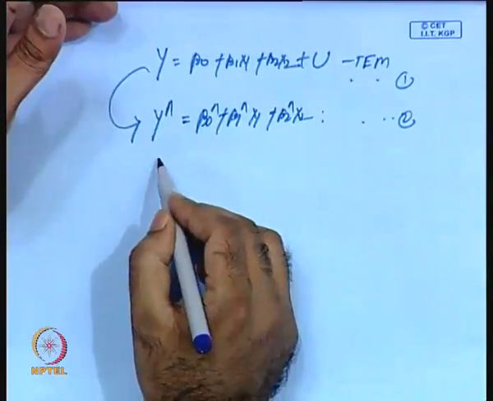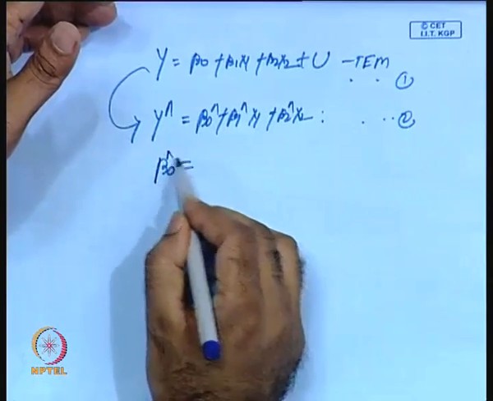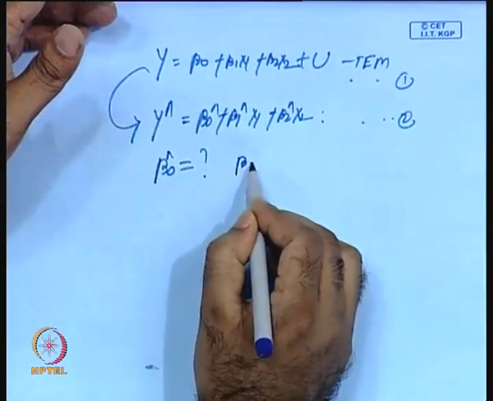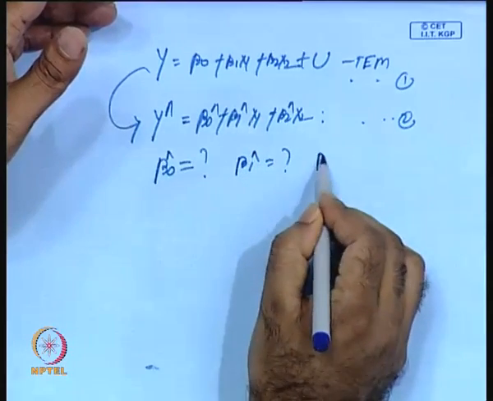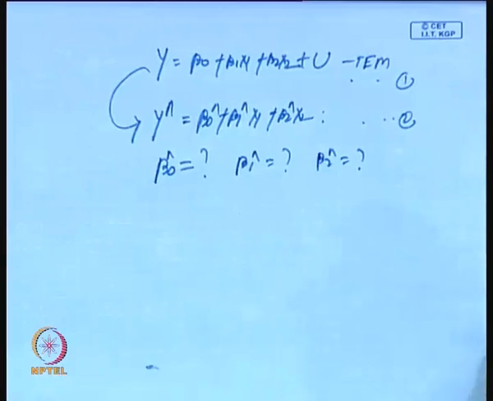So, what is your agenda here? We would like to know what our objective should be. We would like to know what beta 0 head is, what beta 1 head is and what beta 2 head is. Our objective must be to get y head. So, y head equal to beta 0 head plus beta 1 head x 1 plus beta 2 head x 2.